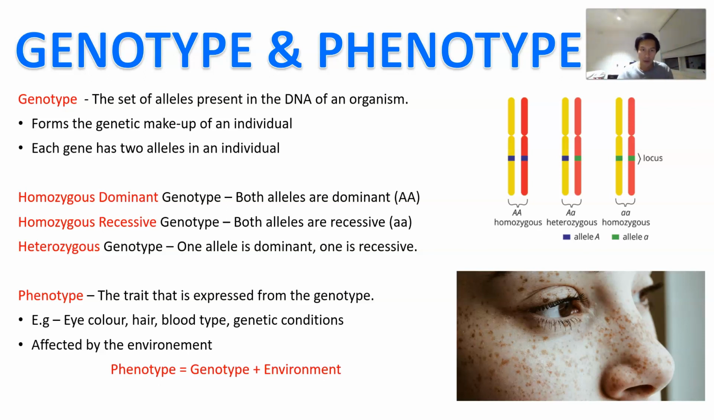The phenotype is the actual trait we are talking about, right? The genotype are the genes. The phenotype is the actual eye color, hair color, blood type, genetic conditions. That is the trait that is now being expressed by the genotype, right? In general, we have a formula to help us understand how genotype and phenotype are related. The phenotype, the trait, is the genotype together with the influence of the environment. And we're going to talk later on in this video about how the environment plays a role in that, okay?